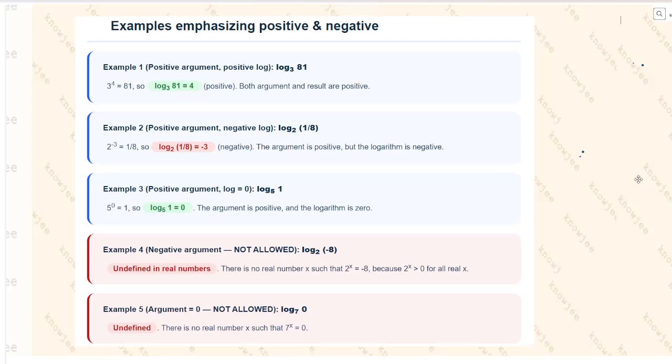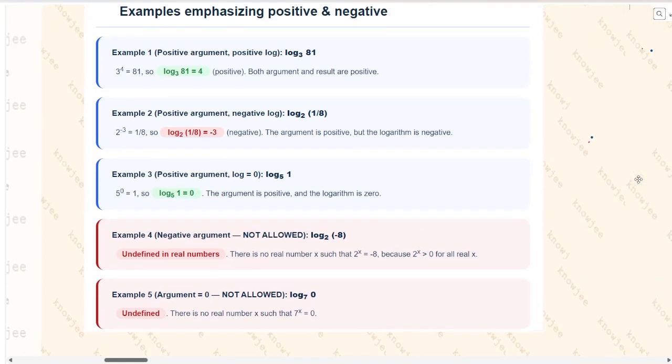This value will come when we have any base raised to power 0, which is equal to 1. So log of 1 with any base is equal to 0. The argument is positive and the logarithm is 0 in this case. Now negative argument. A negative argument is not allowed. n less than 0 is not allowed. It is not defined. So we cannot find log of a negative number with any positive base. It is not defined.